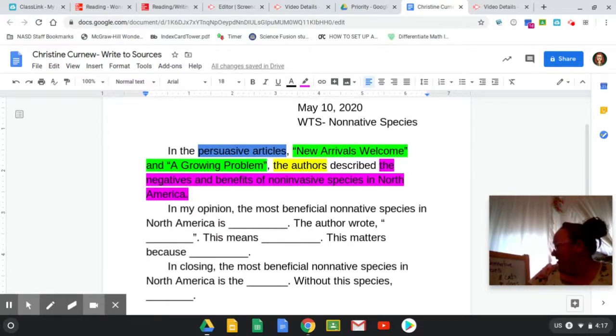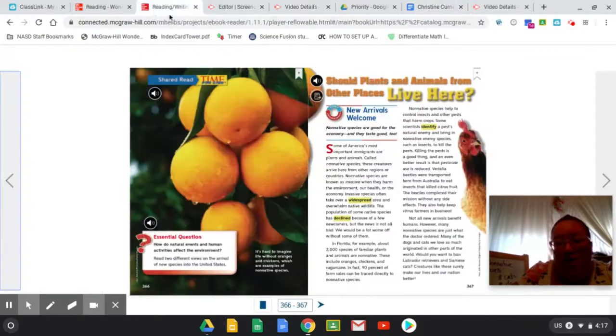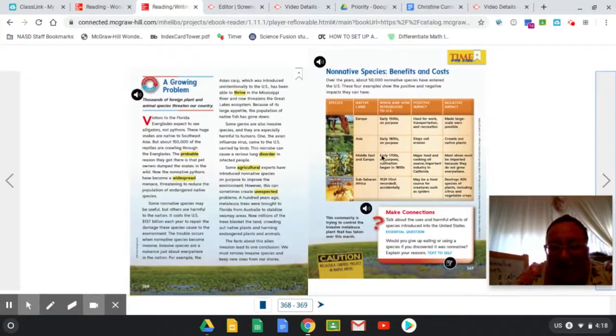But I could, let's look at my list. I think I'm going to pick, I really do like olives. So let's see. Ooh, the olives on my pizza. Can't get any better. All right. So the most beneficial non-native species in North America, olives. The author wrote, so I'm going to go back to my article here. It's not in this one. I know it's in this chart over here. So olives, it says it's a major food and cooking oil source and an important industry in California.